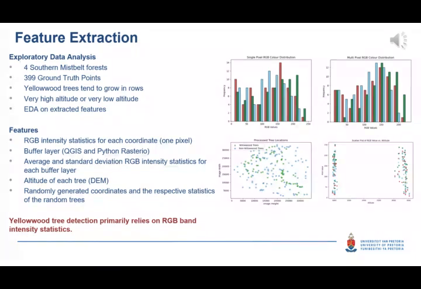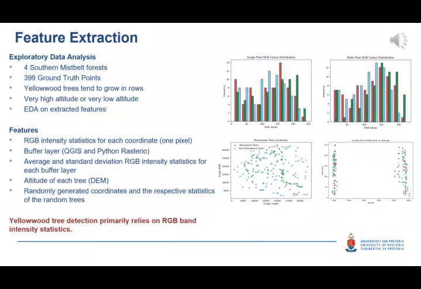Yellowwood trees tend to grow in rows, and this is present in 3 of the 4 forests. However, it is unclear whether the pattern stems from human interventions. Also, the second feature indicated that these trees grow at either very high altitudes or very low altitude.